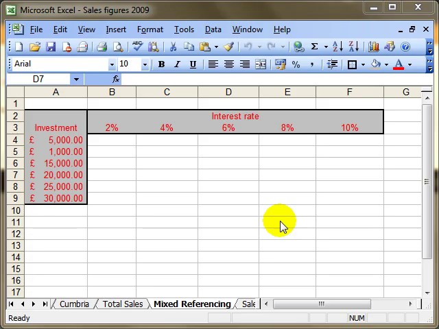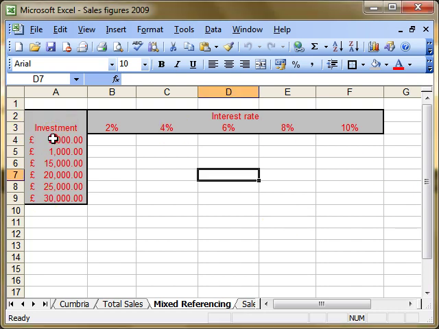In this video lesson, we're going to have a look at mixed cell referencing. Mixed cell referencing is a mixture of two types of cell referencing that you should already be aware of, relative and absolute. And in explaining how we use mixed cell referencing, I'll briefly talk about the relative and absolute cell referencing.